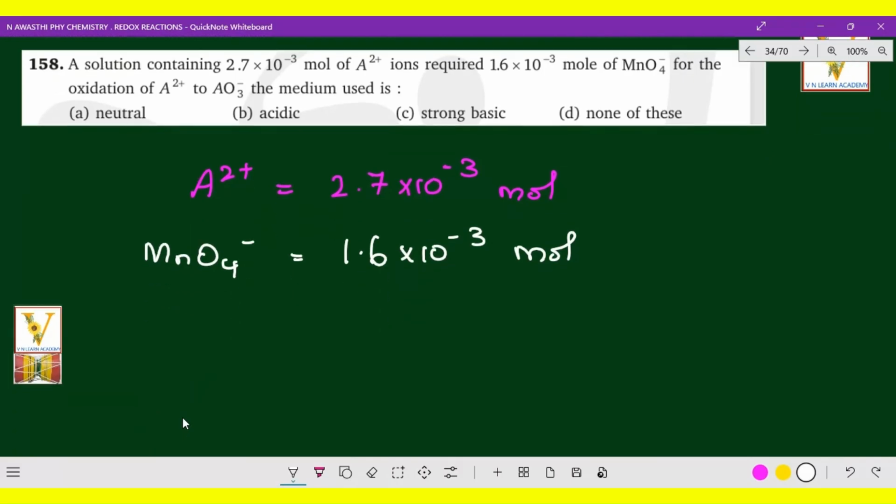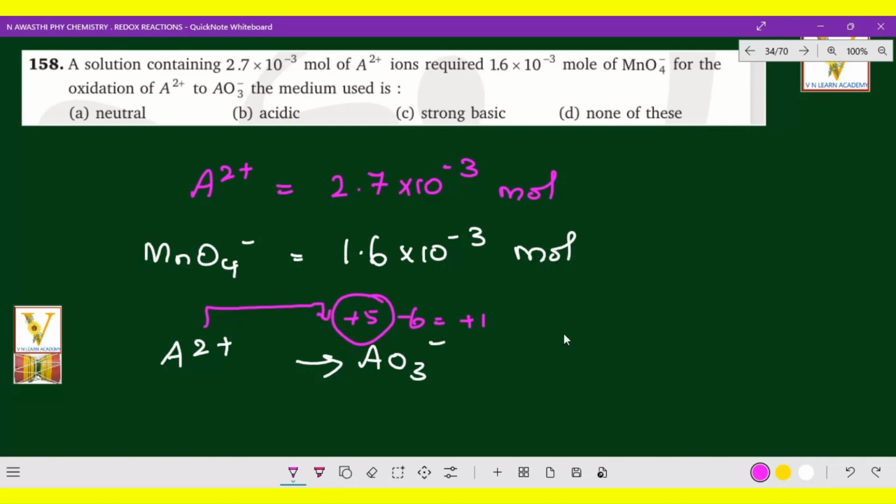Oxidation number we have to identify, no? So this is actually A2 plus, which is converted to AO3 minus. That is what here they have given, no? AO3 minus. So what is the oxidation number over here? So this is plus 2, but here oxygen is minus 2, no? So here minus 6 equal to plus 1. So that means this is plus 5. So plus 2 is converted to plus 5. So that means how many electrons change?